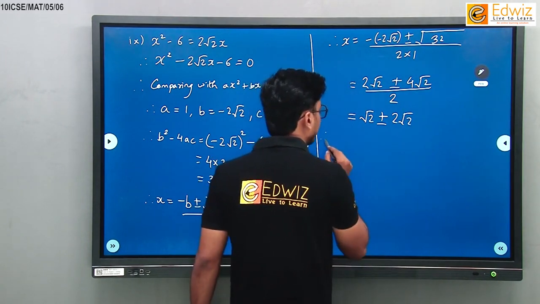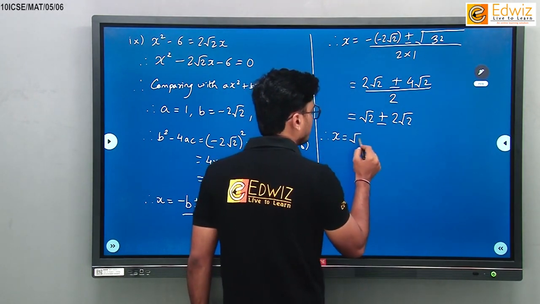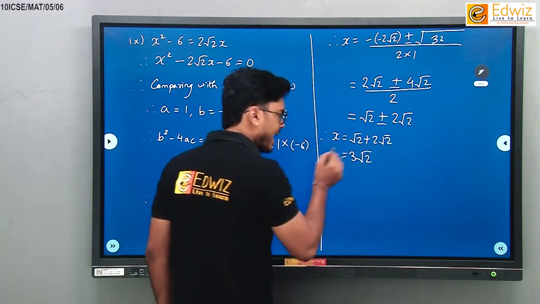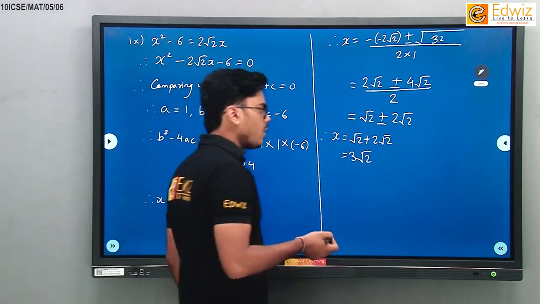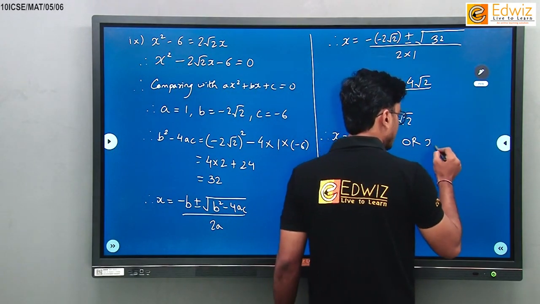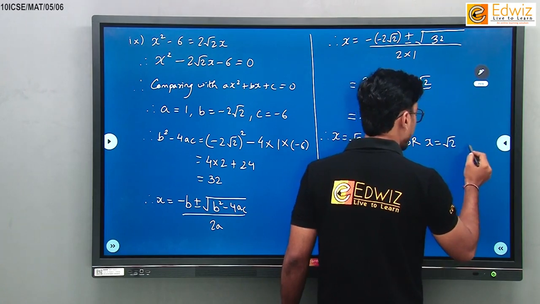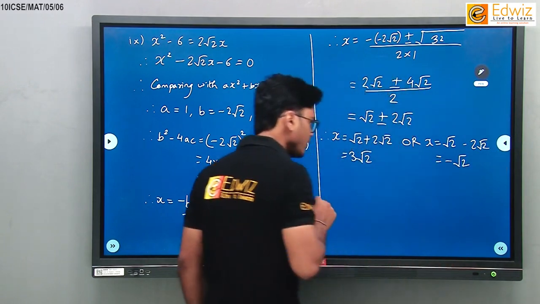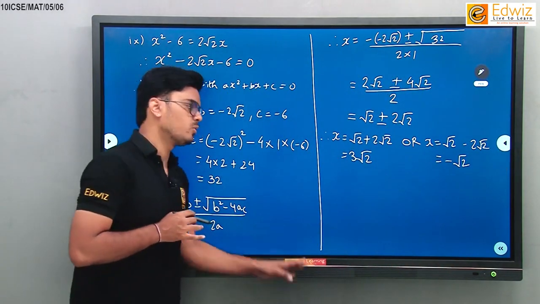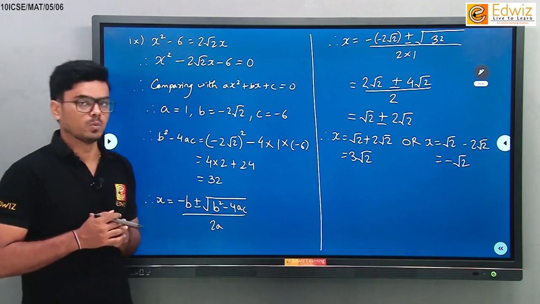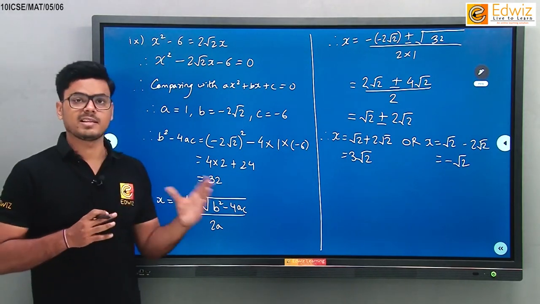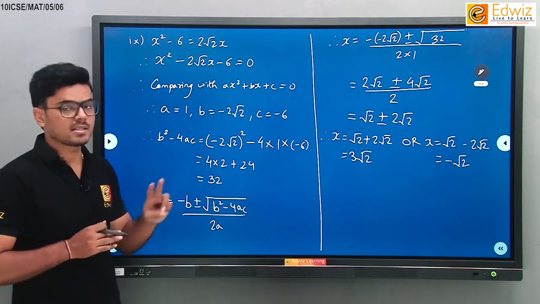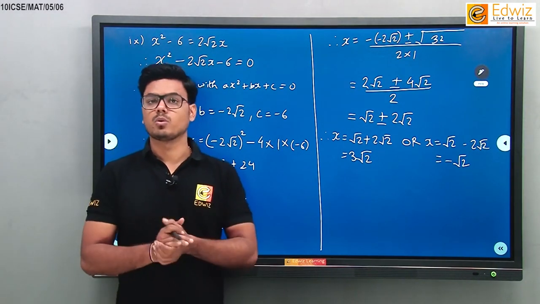So finally the answer is x equals root 2 plus 2 root 2, that is 3 root 2 because we can add these two terms. Correct? Or x equals root 2 minus 2 root 2, which is equal to minus root 2. So the solution for x is 3 root 2 or minus root 2. I hope you have understood this question. Very simple. Just use the same formula. Nothing has been changed. Okay, I'll give 30 seconds for you to finish this. Then we'll go to the next question.